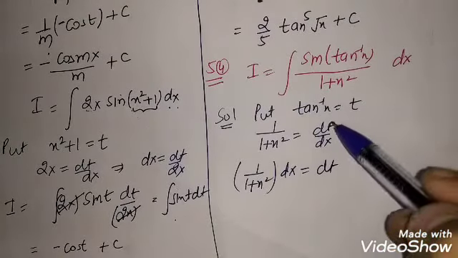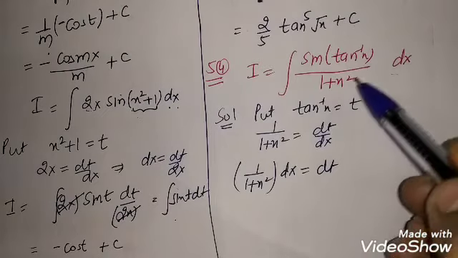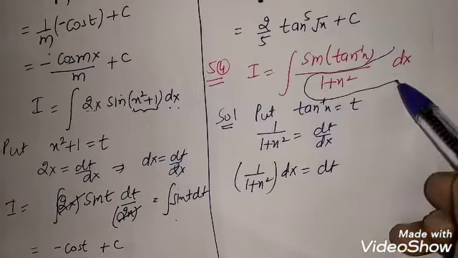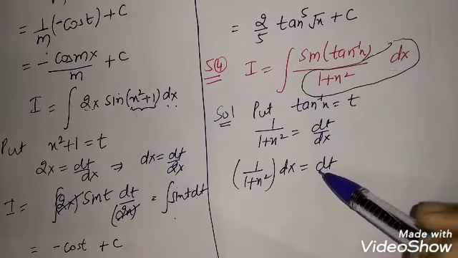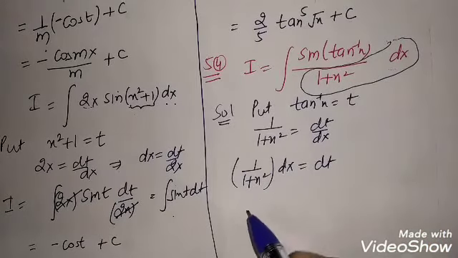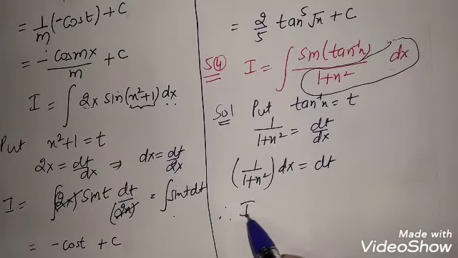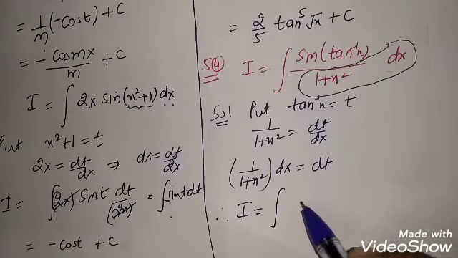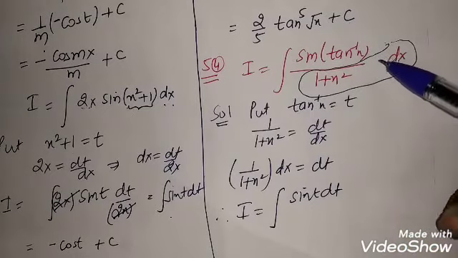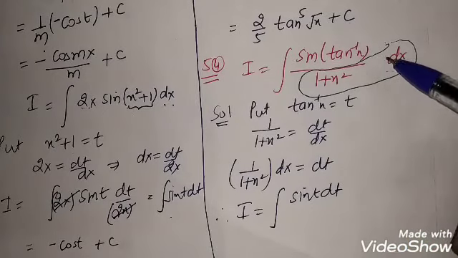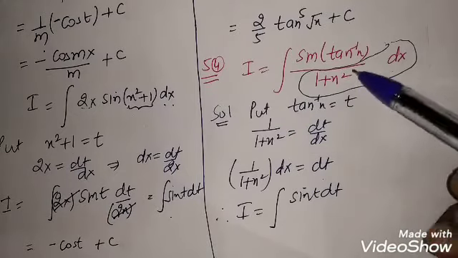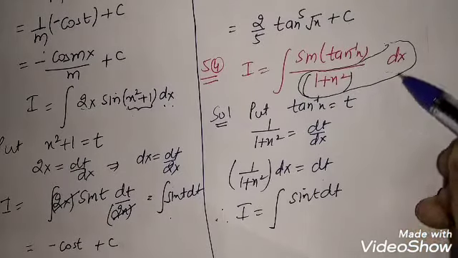It's the same as finding the value of dx. The value of this whole thing is equal to dt. Therefore the integral is equal to the integration of sin t dt. You can also substitute the value of dx, which is dt upon 1 plus x². This will cancel, and ultimately you get the same thing.